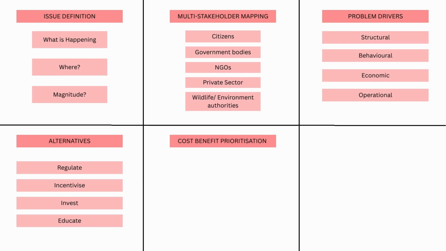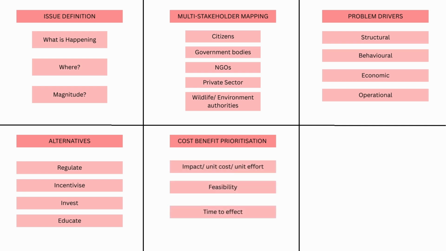Next is the cost benefit prioritization. Not every solution is worth doing. You must evaluate each option on the impact per unit cost or effort, feasibility, and time to effect or see the results. Next is test and track.